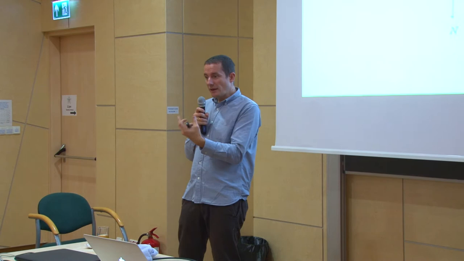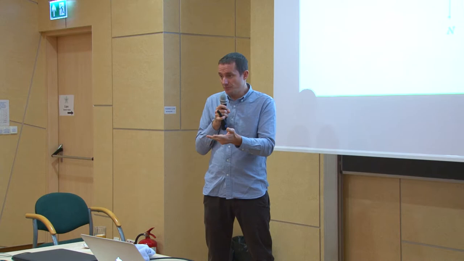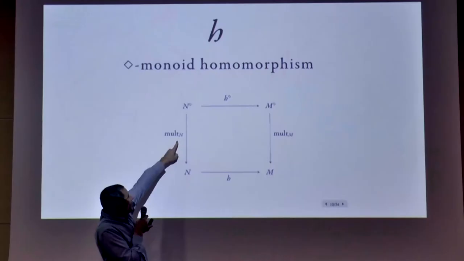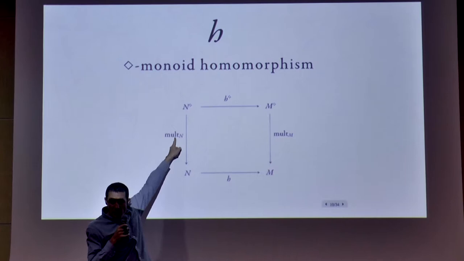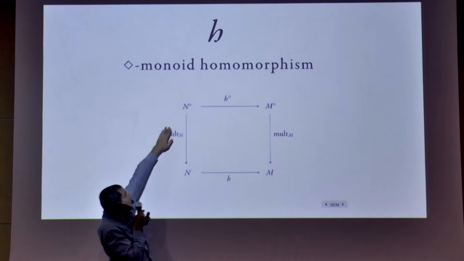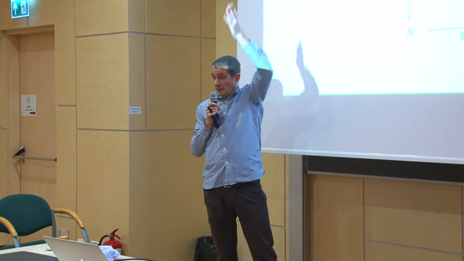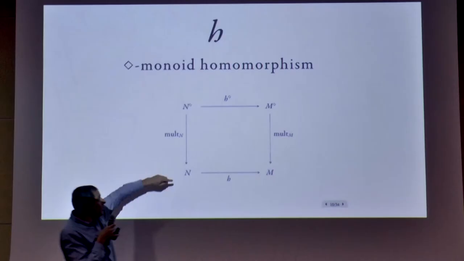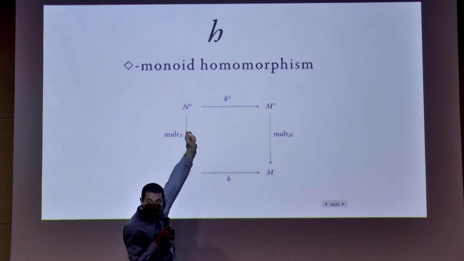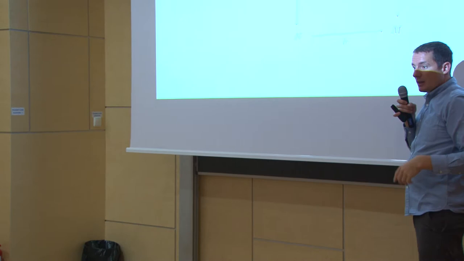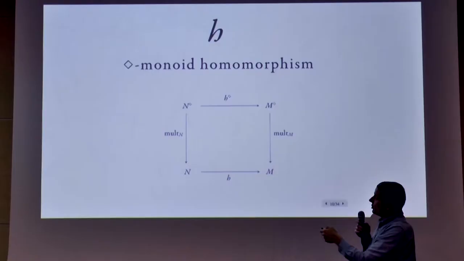What is the diagram? In order to write this diagram, you need to provide the input algebra, the output algebra, and H. In the input algebra, there is a multiplication operation. If you remember what the multiplication operation of the algebra is, it's a function of this vertical type. That's exactly what the multiplication operation is, an arrow of the vertical type. So that's your input algebra. This is your output algebra. Here's your function. In the diagram, the only missing part is the topmost thing, which is notation.